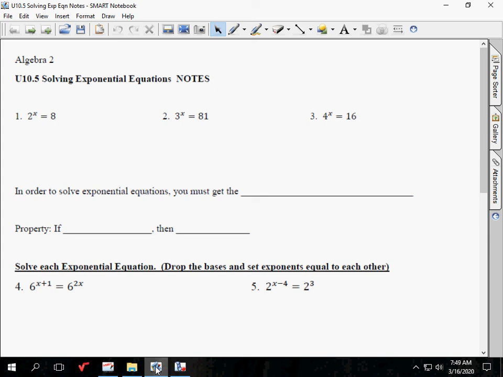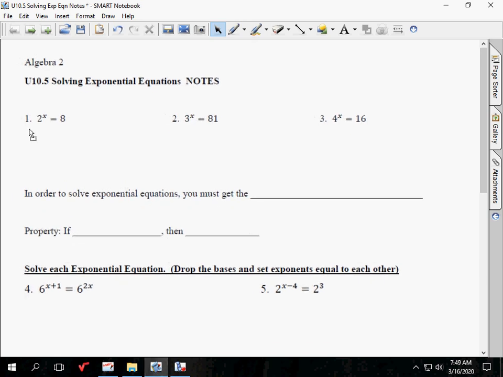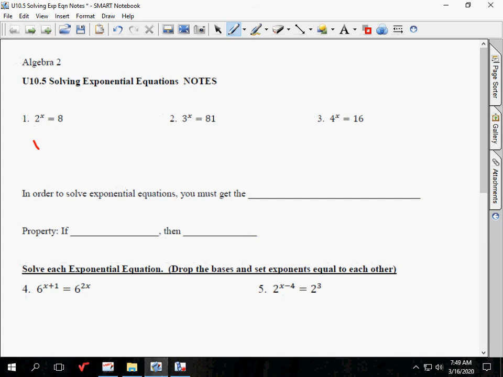All right, so if you look at numbers 1, 2, and 3, you can just use some common sense to find what x is going to equal. So we're trying to find out 2 to what power would equal 8. You can take your calculators out and start throwing some numbers in for the exponent, 2 to what power equals 8. And we should see that x equals 3. So 2 to the third does equal 8.